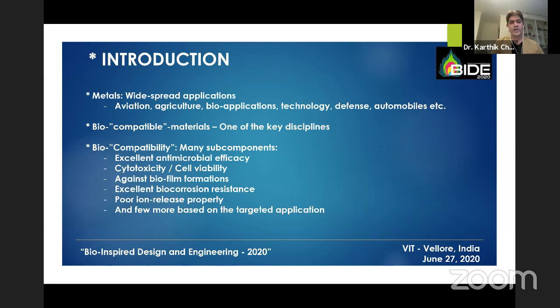And there are a few more applications, other properties that we might need to look into, but they are all based on the targeted application. I'm trying to put a list as many as possible here, but all of them need not be true for a component. Suppose you are using an antimicrobial surface and it is not inside the body, but outside the body for some of the components. So some or a couple of them may not be needed for those things.